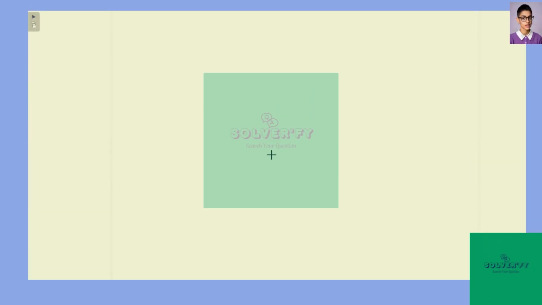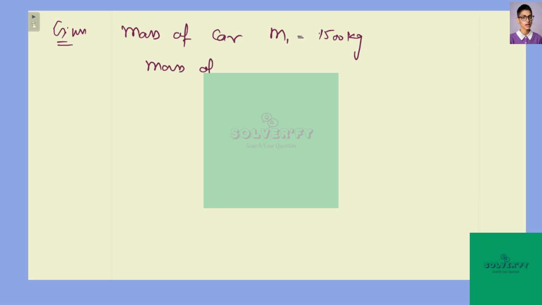In this question we have to find the frequency of the oscillation, and for that we are given the data. The mass of the car is m1 equals 1500 kilograms, and the mass of the driver is m2 equals 68 kilograms.